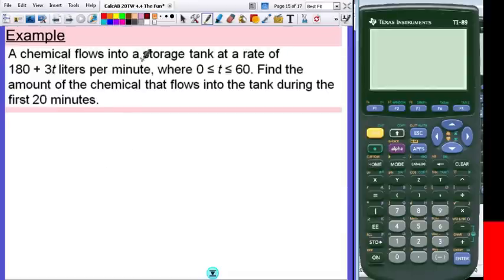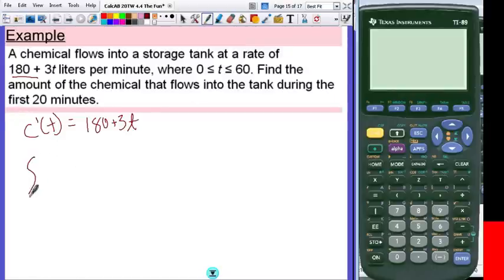In this example, a chemical flows into a storage tank at a rate of 180 plus 3t liters per minute, between 0 and 60 for t. Find the amount of chemical that flows into the tank during the first 20 minutes. So if we're going to do this problem, I can rewrite this function as c prime of t, because it's a rate of flow, and our rate functions are going to be the first derivatives. That's 180 plus 3t. All right? So I know my c prime of t is that, and I want to find the amount of stuff that flows during that time.